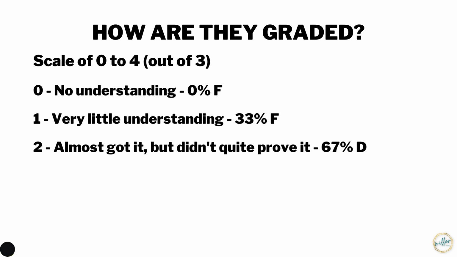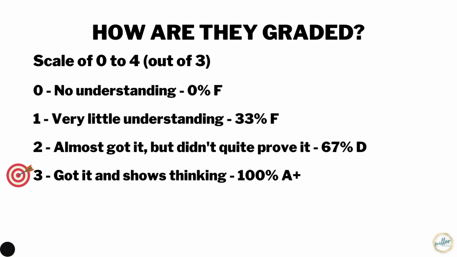If you get a 2, that tells me that you almost got it, but you didn't quite prove to me that you understood the concept. 2 out of 3 is 67%, which is a D. But if you get a 3, that's the goal. That means that you got it and you showed your thinking. You showed your work. 3 out of 3 is 100%. That's an A+.